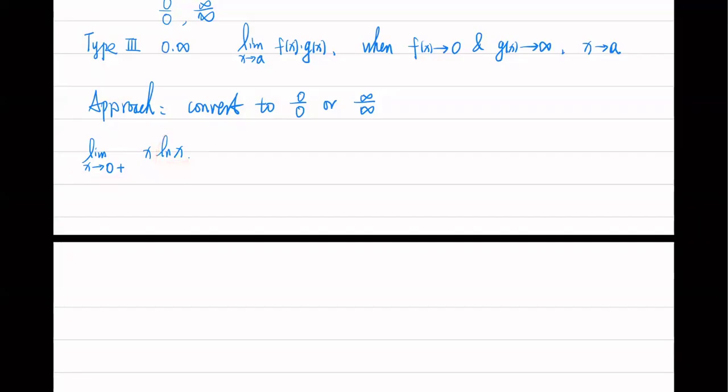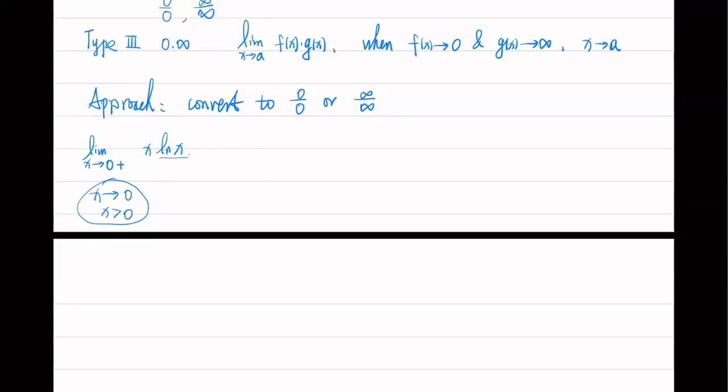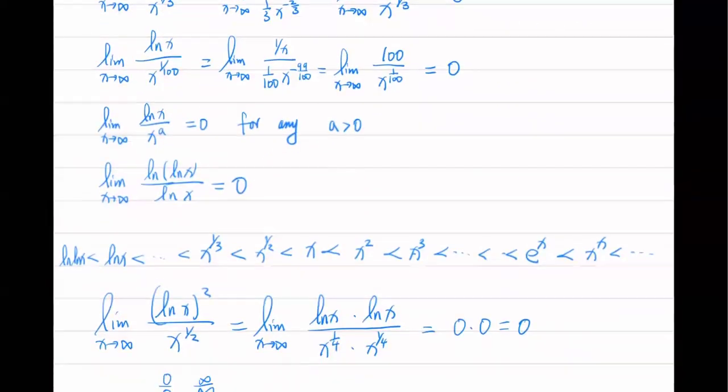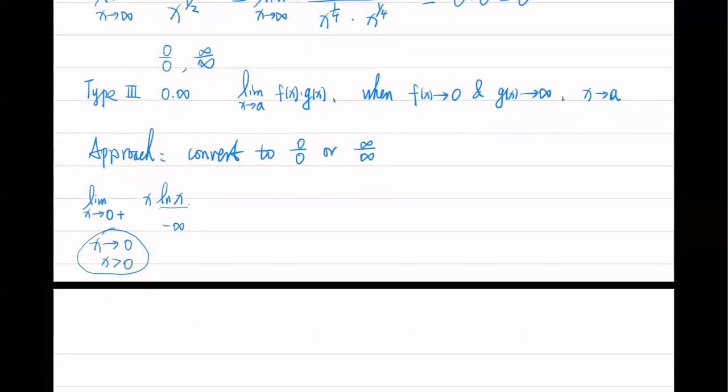So it means we approach the limit from the right. Okay, so this one, we know when x approaches 0, it goes to negative infinity. If you look at the graph we had before, you can see when it approaches 0, it drops deeply. Okay, it goes to negative infinity. So this will be 0 times infinity.